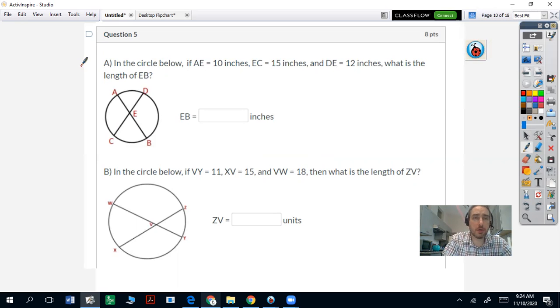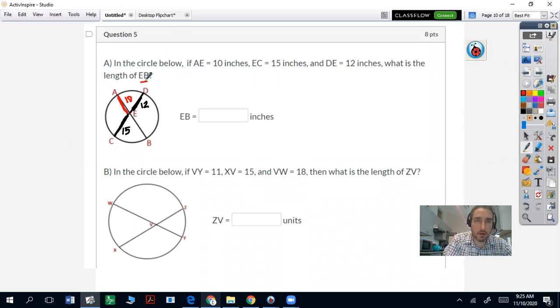On this problem, especially on the computer screen, when you have a circle in front of you, you probably want to sketch it out and label. So I have AE, that's going to be 10. I have EC, put that as black. So EC is going to be 15. And DE is going to be 12. DE is in the same chord as CE, so I'm going to keep that black. And I want to know, what is the length of EB?